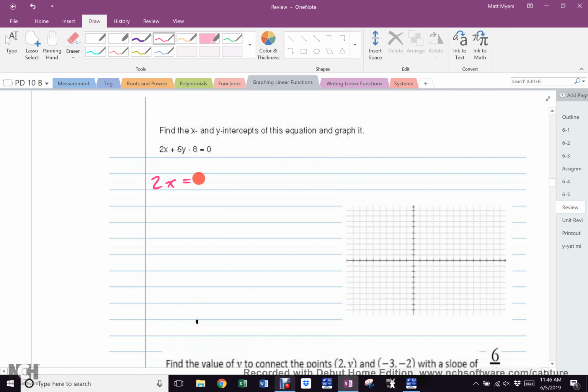2x equals 8. 5y equals 8. So, x equals 4 and y equals 8/5. That gets you 1 mark for doing the algebra. Now graph it. Because that's a fraction, you may wish to consider changing the scale.